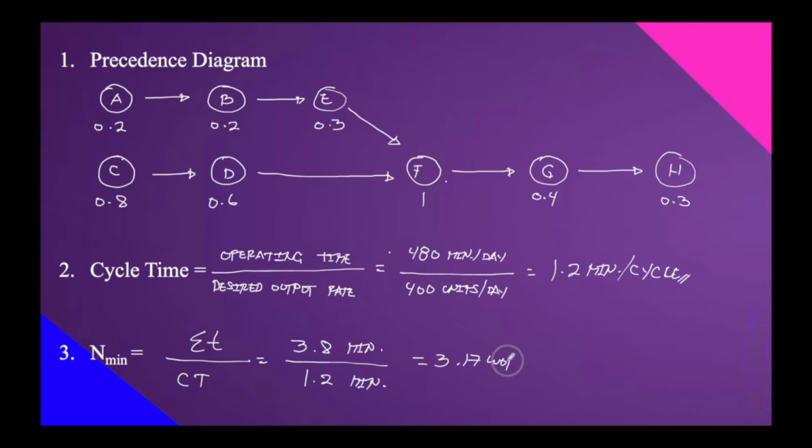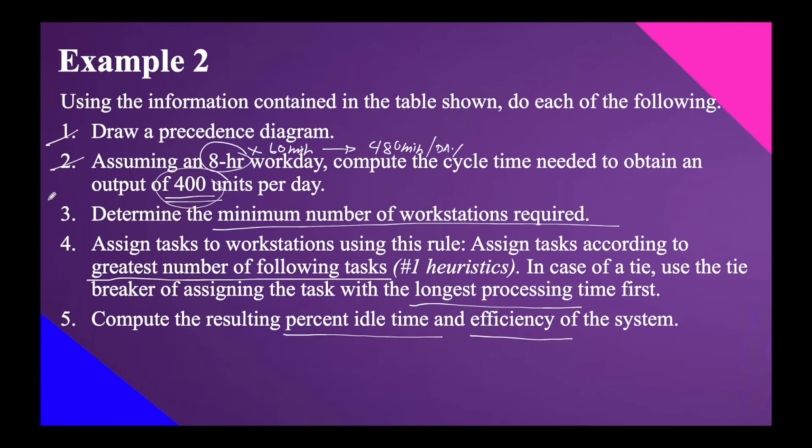So 3.17 workstations. And guys, sir, wala naman 0.17 na workstation. Ano yun? Merong hati, may tapyas. No, always round up po tayo. Therefore, we'll be having a total of 4 workstations sa ating line balancing. Wala pa po tayo sa mismong computation ng line balancing. We're just having the prerequisite, kumbaga, sa computation. No, so, we're done with this third na need natin gawin.